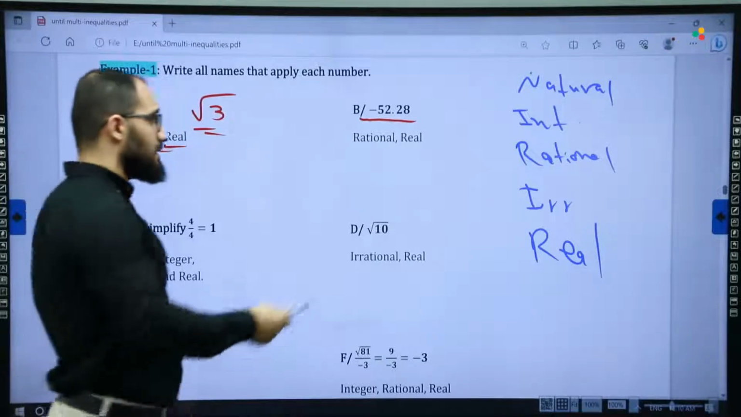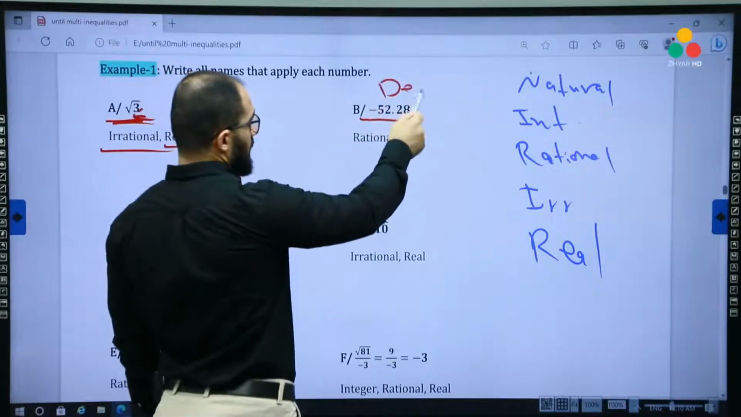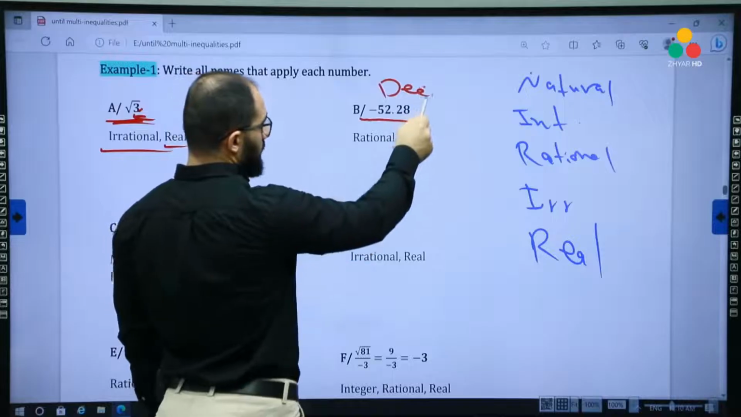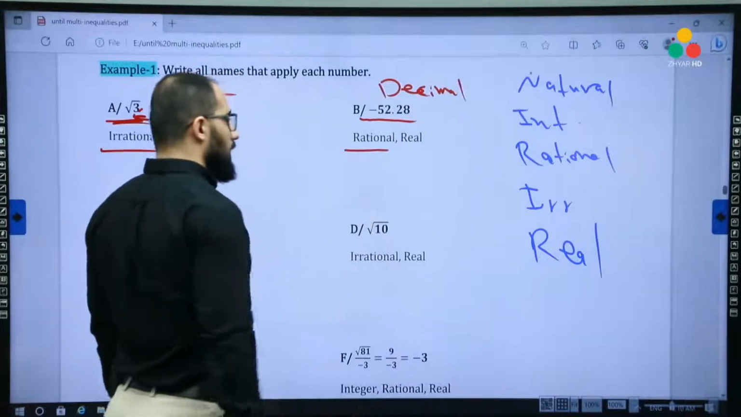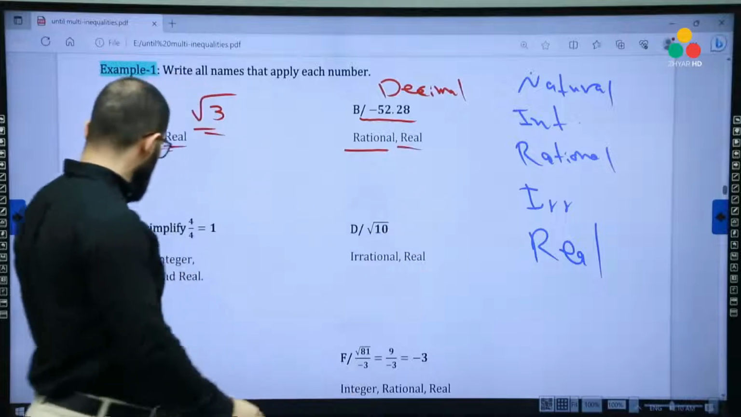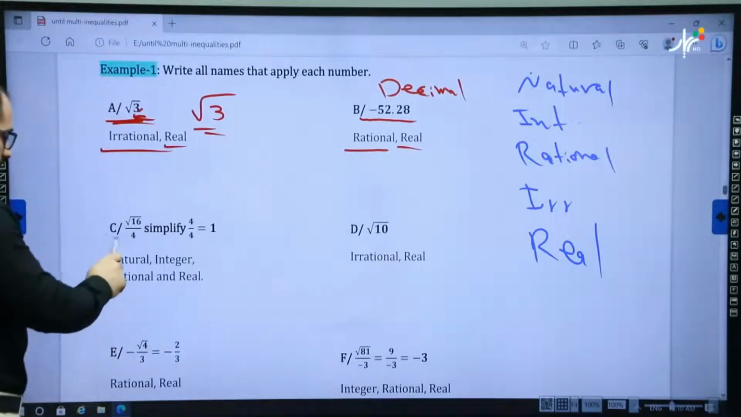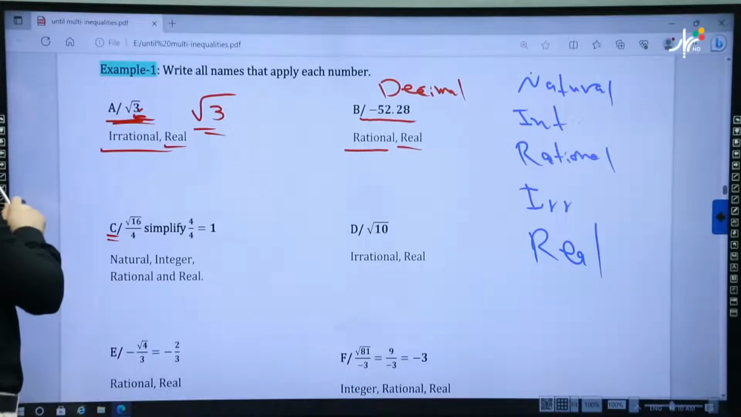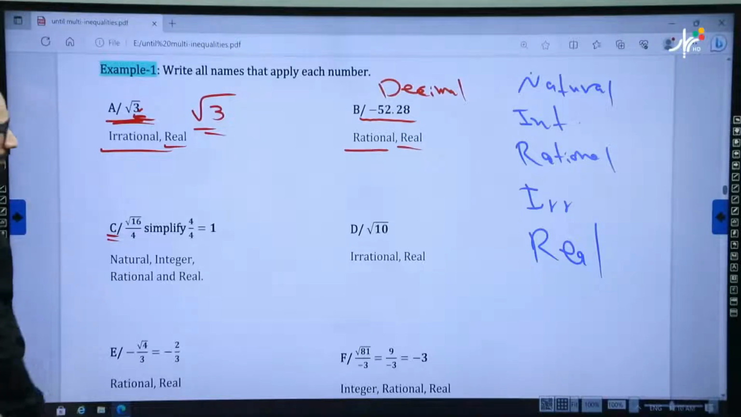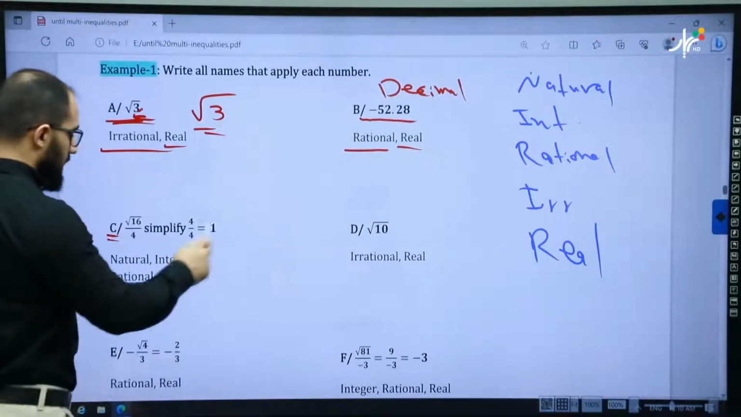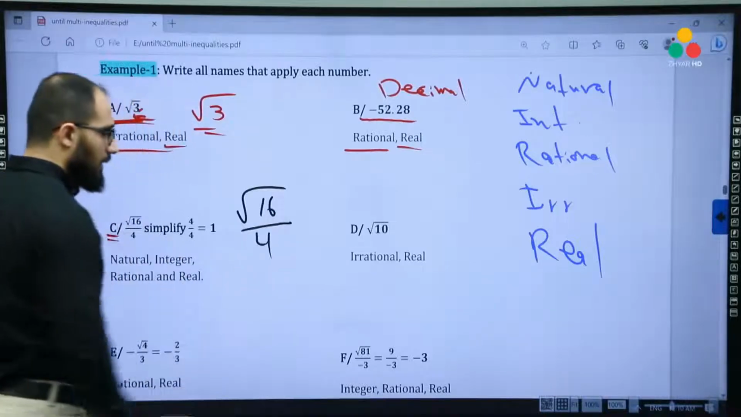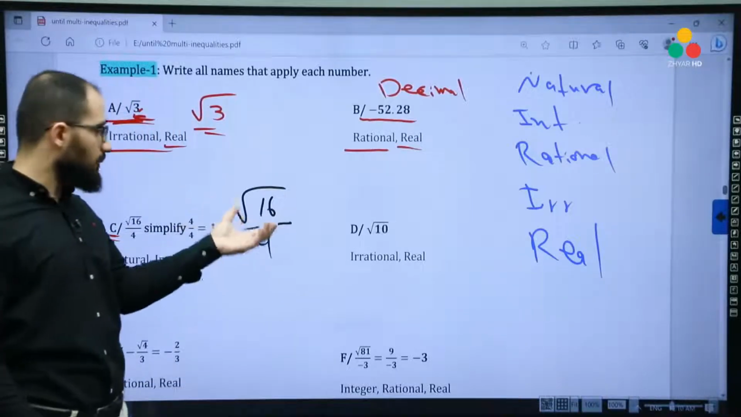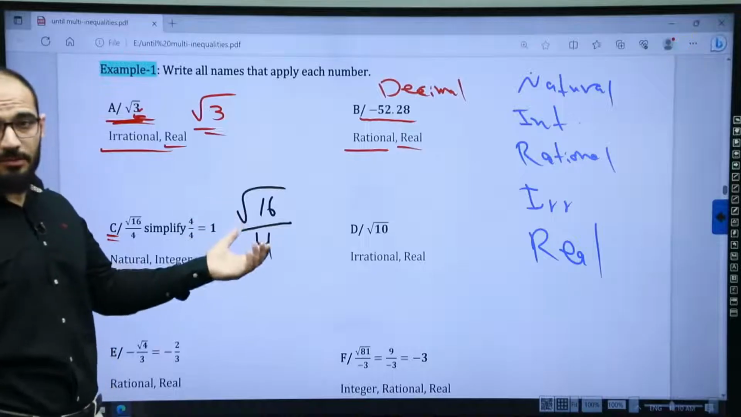And also because it's a decimal number, we can say it is rational and also it is real. Example C, if you look at example C, is not like the previous one. For example, we have 16/4. So right now we cannot decide about that example because it's not simplified.